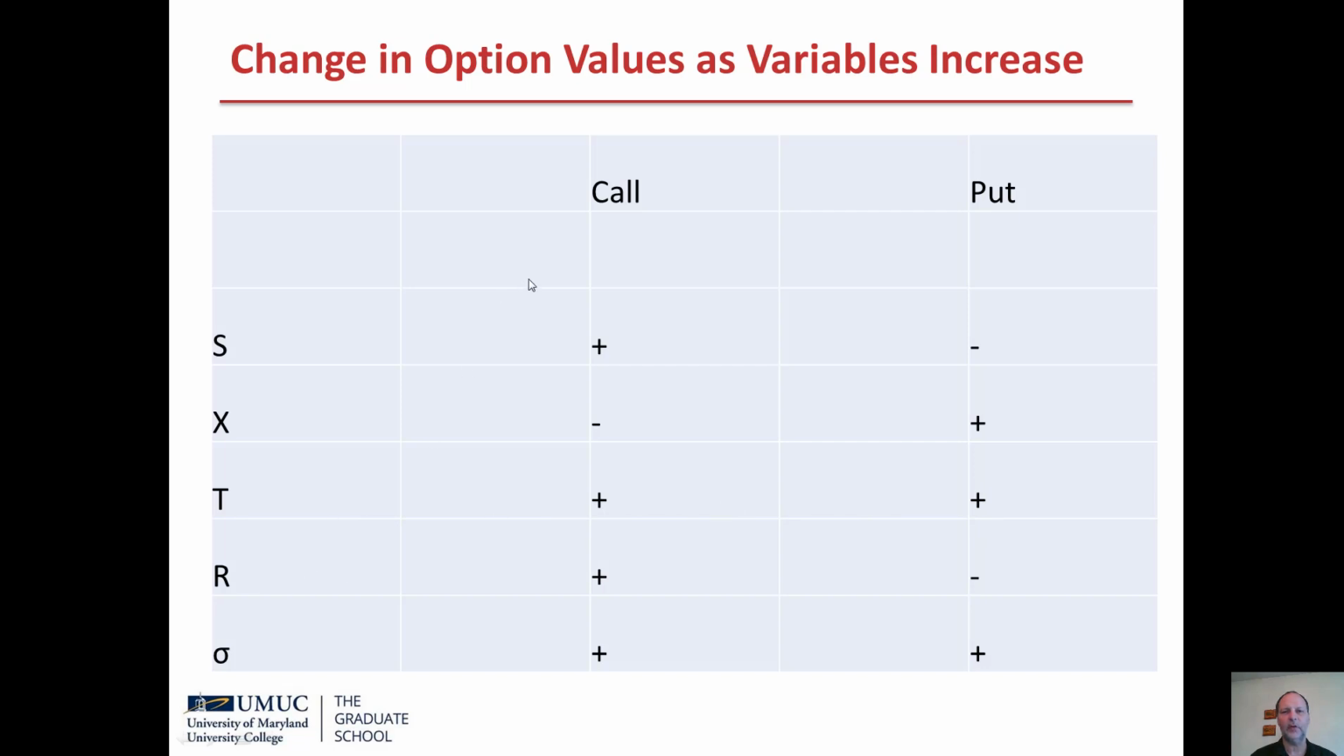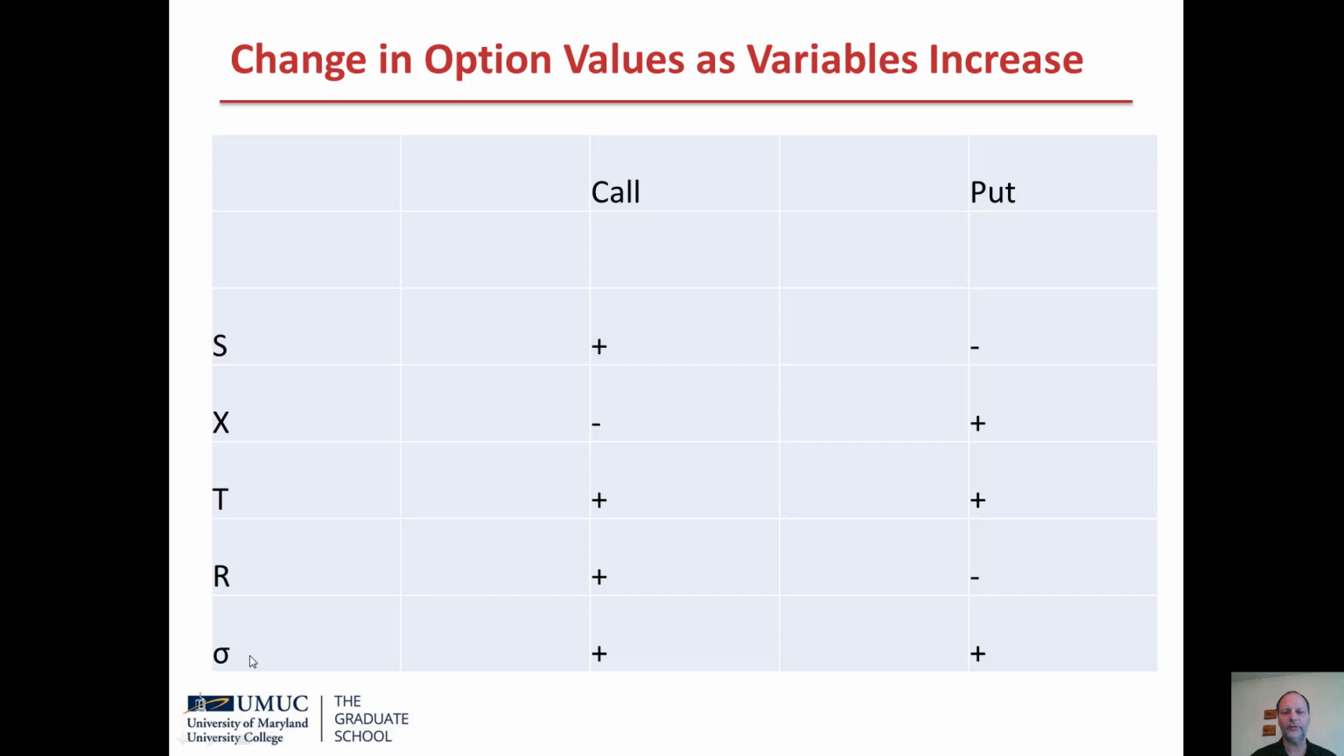For the risk-free rate, the call gives you the right to buy something. Well, if the risk-free rate is high, you can keep money in the bank and earn interest on it and delay buying it, and that makes the call more valuable. For a put, you're going to sell something, and if you're selling it, you're going to get money and stick it in the bank. So the higher the risk-free rate is, the stronger your incentive is to sell it, and therefore as the risk-free rate goes up, the put value goes down.